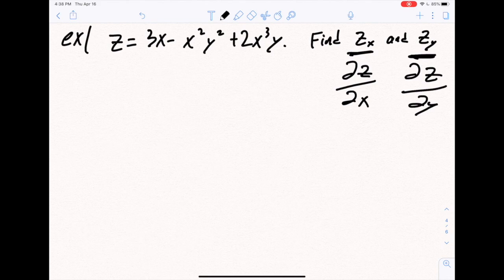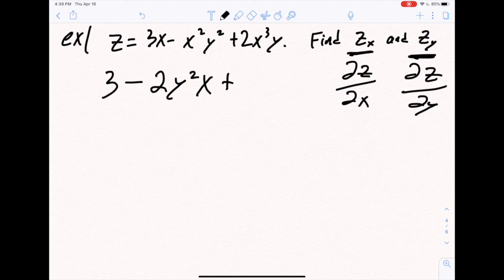Let's start with the partial derivative of z with respect to x. Like we found out earlier, we treat y like a constant, and we just apply our standard differentiation rules. So 3x minus x squared y squared plus 2x cubed y, we can just go term by term. The derivative of 3x is just 3, minus, and then the derivative of x squared times y squared. Remember, here y is a constant, and so y squared is a constant, and we just have a constant times x squared. So when we take the derivative of that, we end up with 2 times the constant y squared times x. And then for the last term, we have plus 2x cubed y.